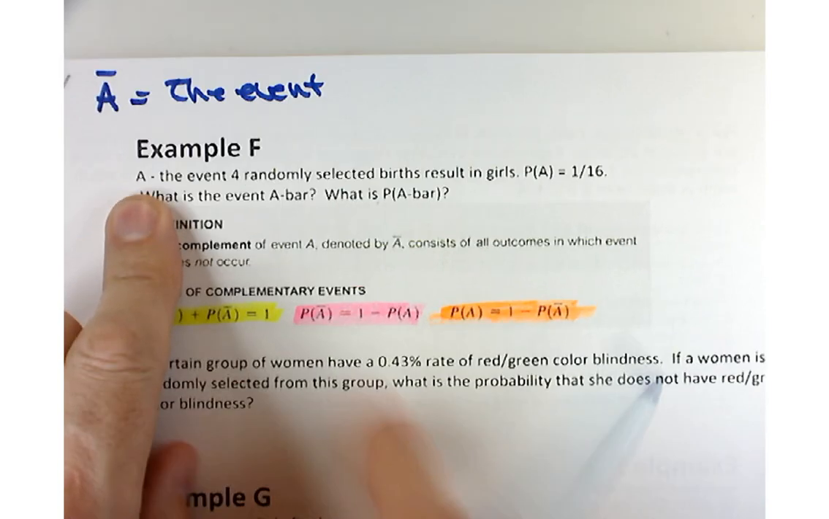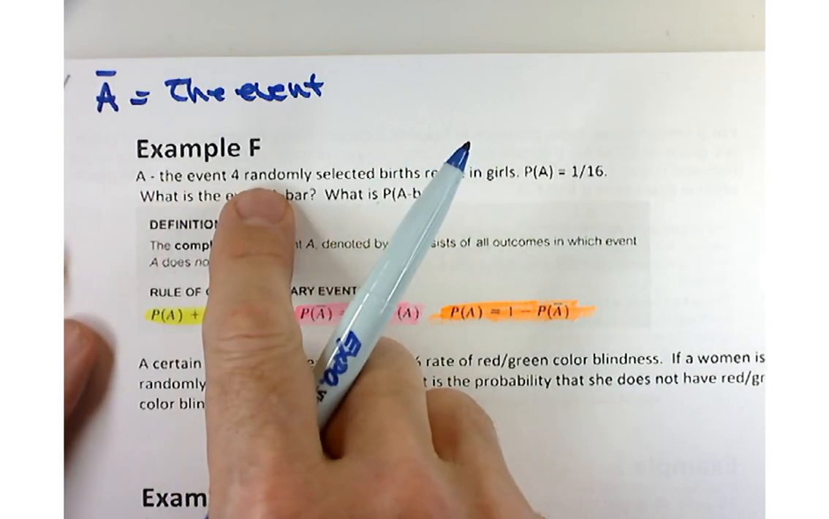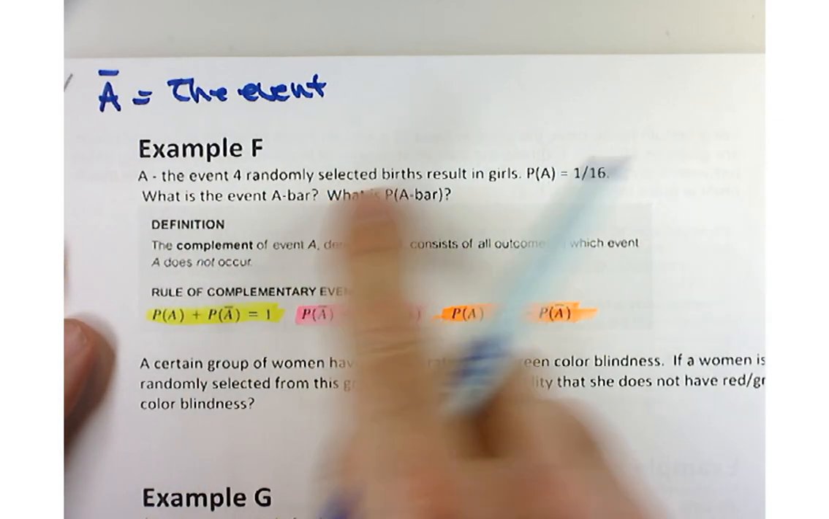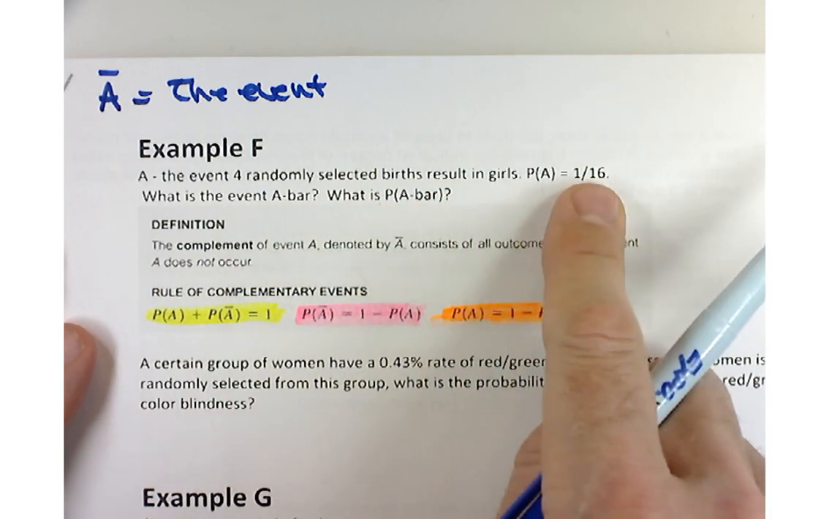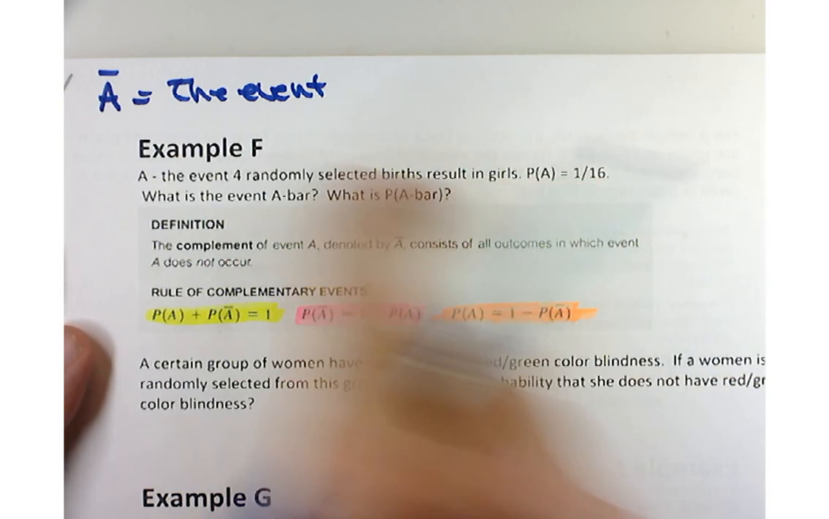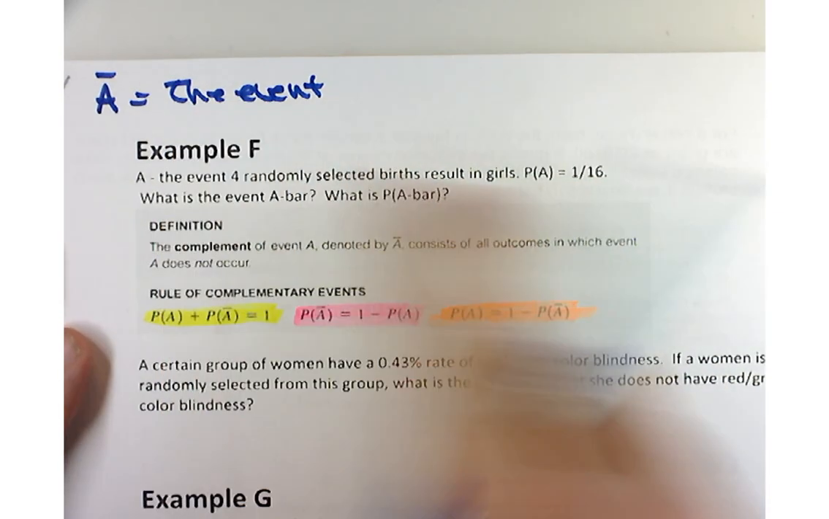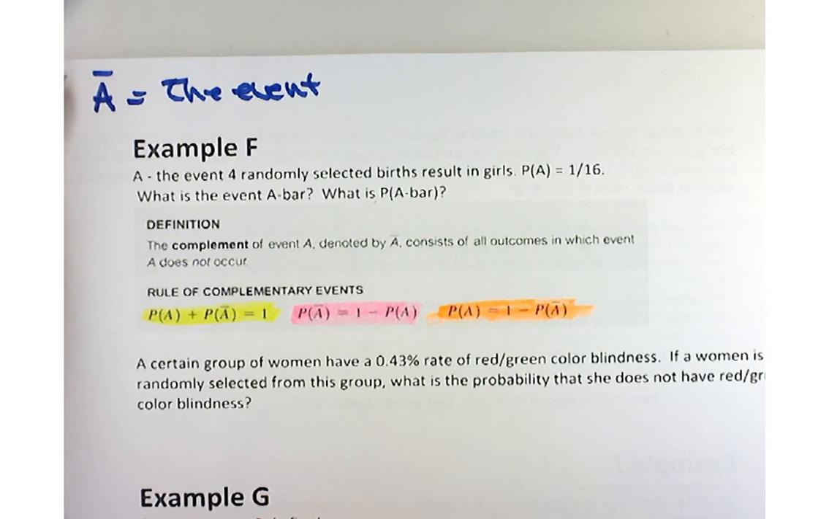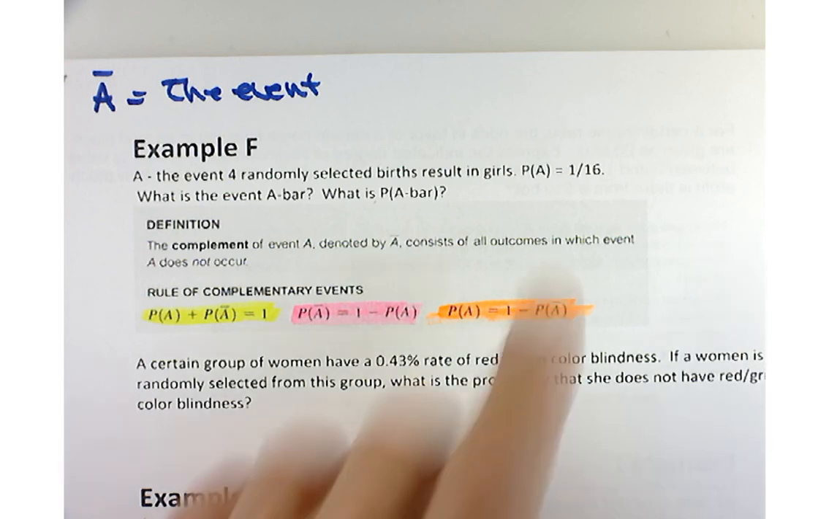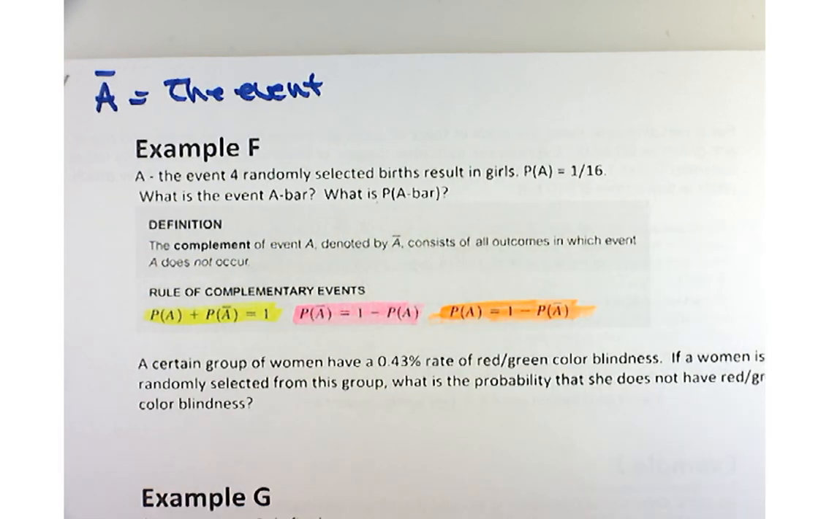So in this example, it says A is the event of 4 randomly selected births resulting in 4 girls. The probability of A is 1 out of 16. What I want you to do is, first of all, with this as your definition for event A, try and describe what A bar is. What does A bar mean in words? Not worrying about the probability just yet. You get to that in a second. But what does it mean to be the event A bar?